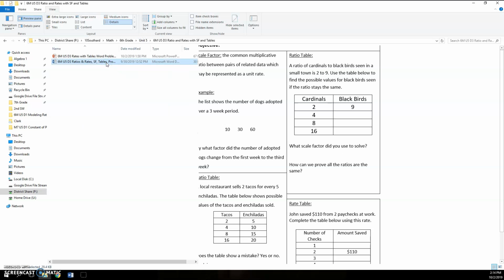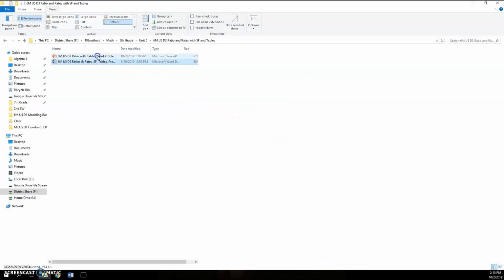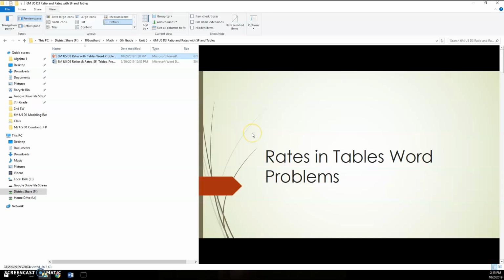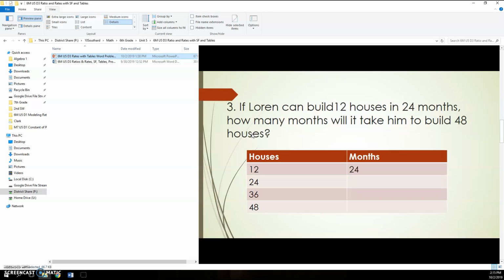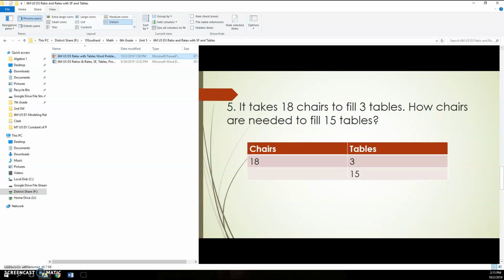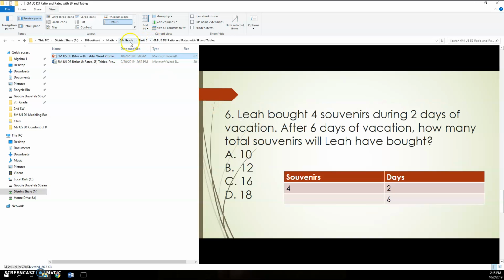The next day is scale factors, tables, proportions. This is something how it's been tested in the past with the scale factor and then also with the table. And then there is a PowerPoint here which helps you build a little bit more information with tables with your students.